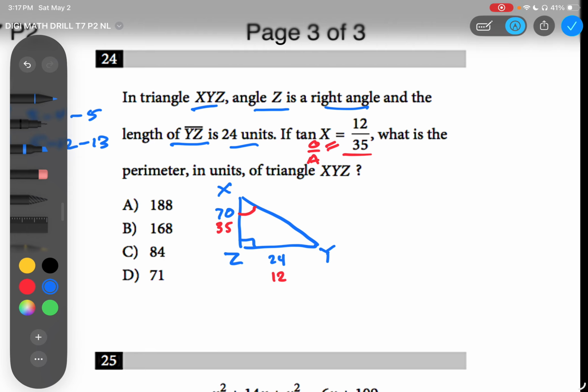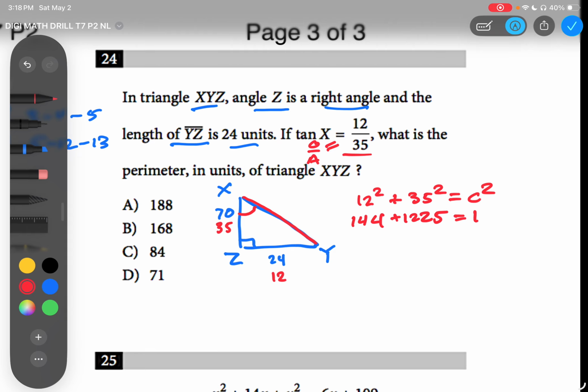Now they're asking, what is the perimeter in units of XYZ? So there's two ways of doing this. I can actually take the 12 to 35 ratio, figure out what the length would be for the hypotenuse by using a squared plus b squared equals c squared. Let's do it that way. So 12 squared plus 35 squared is going to be equal to c squared, and then I'd have to solve for c. So let's go ahead and do that. So 12 squared is 144, and then 35 squared is going to be equal to 1225. If I added those guys together, it would equal 1369. The square root of 1369 is 37.